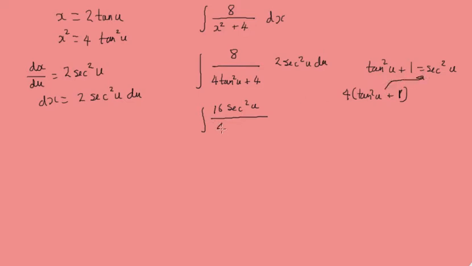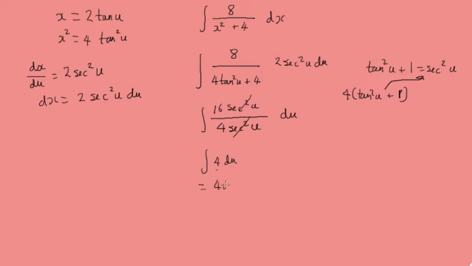So now we've got 4 sec squared u du. Now we can simplify this even more. The sec squareds will cancel out. 16 divided by 4 is just 4 du. So something that was quite messy, and a substitution that looked a bit bizarre that we chose, has suddenly come down to just be 4, which is very easy to integrate.